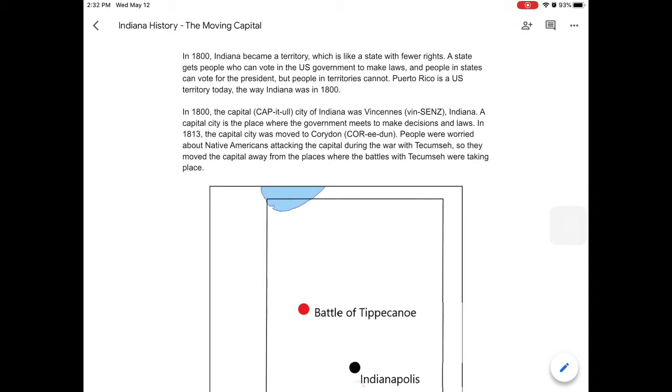So what I'm looking for is the capital before it became a state. That means I'm going to look for a city name. A capital is a city. So all I have to do is scan for words that start with capital letters and see if it's a capital city. So scan with me with your eyes.